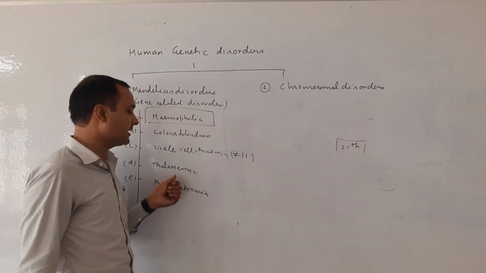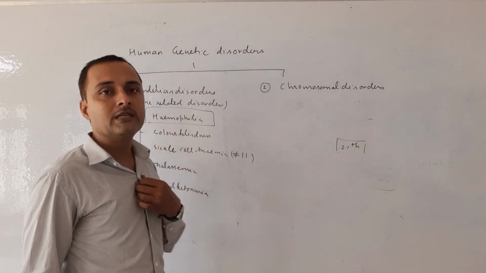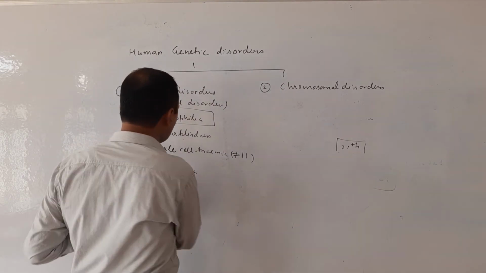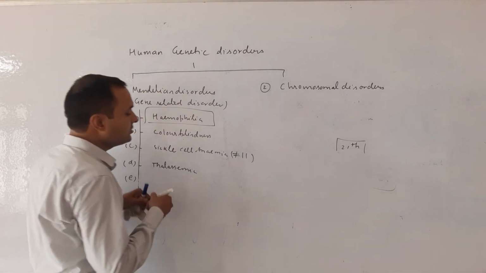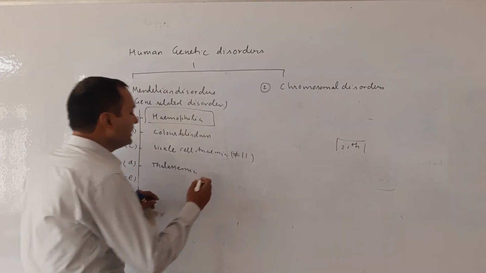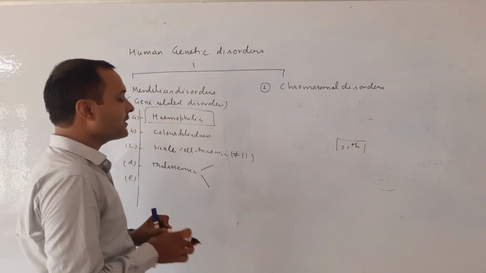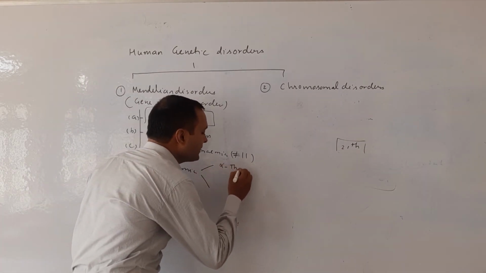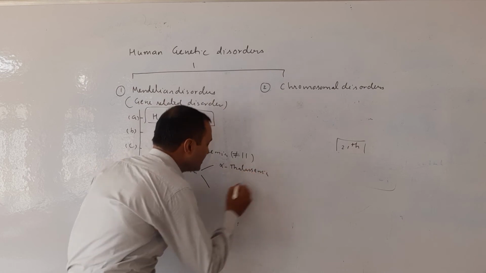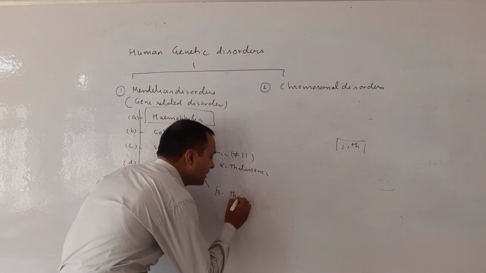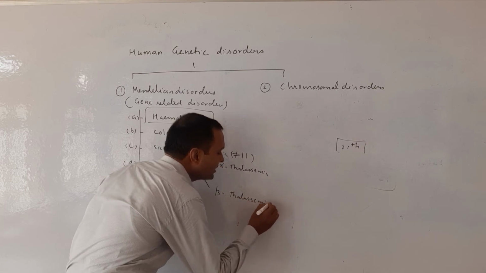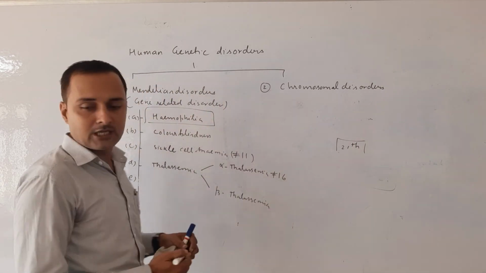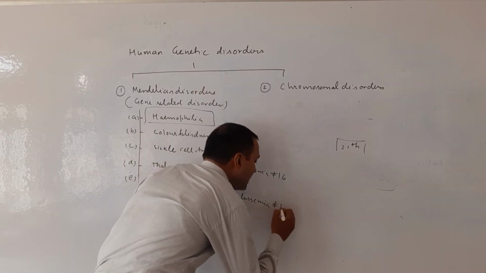Next one, thalassemia. It is a type of disorder related to abnormal chain synthesis of hemoglobin. You know hemoglobin consists of 4 chains, 2 alpha and 2 beta. In case of thalassemia, there is less synthesis of alpha or beta chains of hemoglobin. So there are 2 types of thalassemia: alpha thalassemia and beta thalassemia. In alpha thalassemia, the gene is present on chromosome number 16. In beta thalassemia, the gene is present on chromosome number 11.